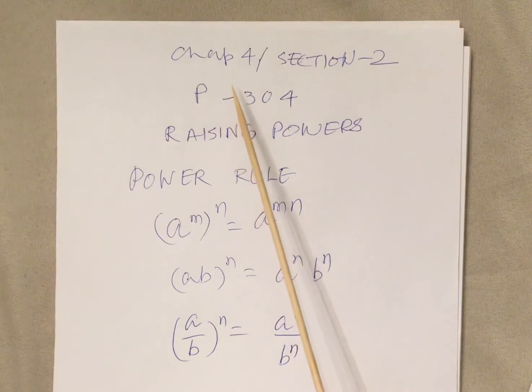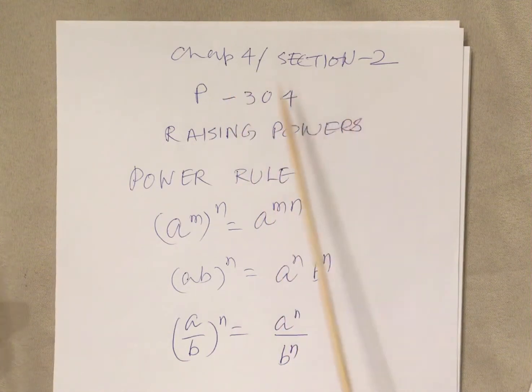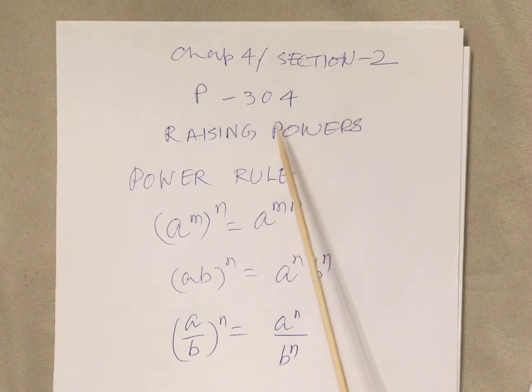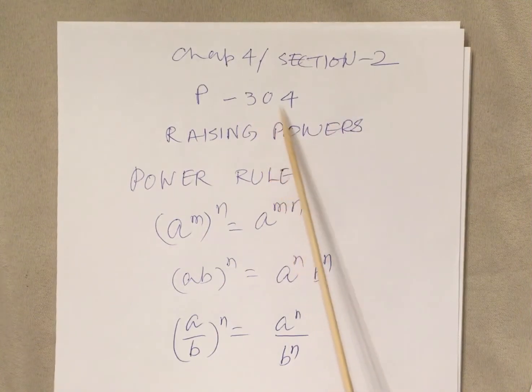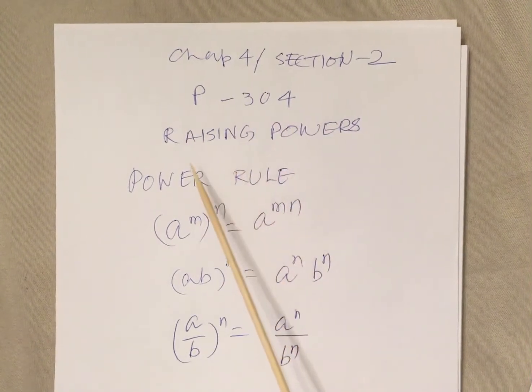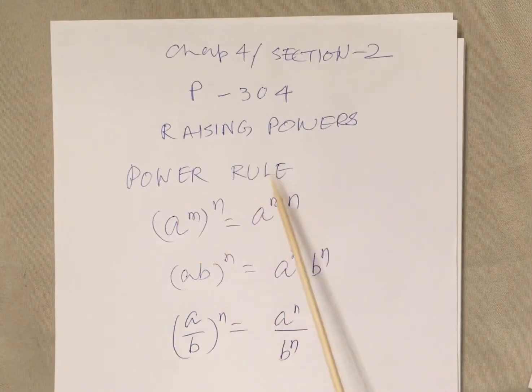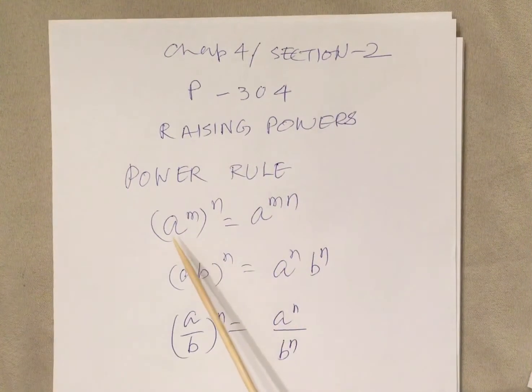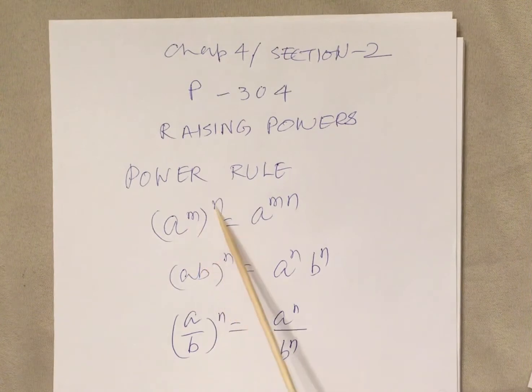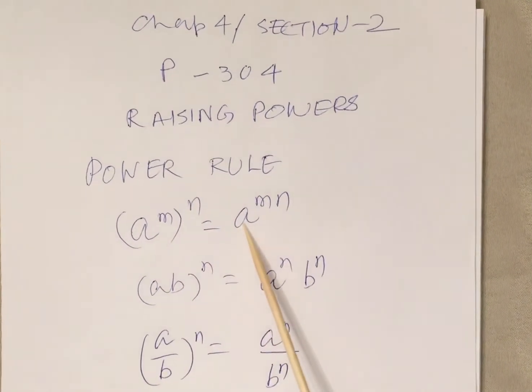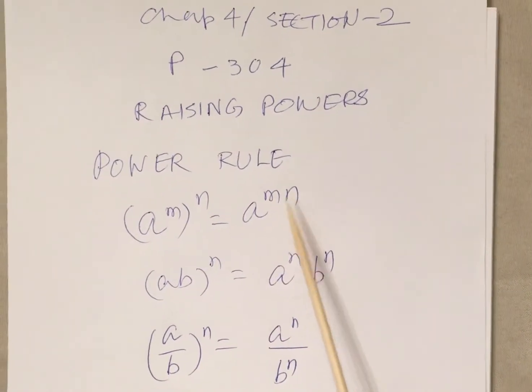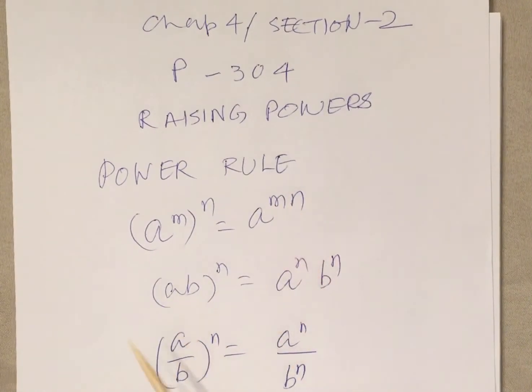Now we are on chapter 4, section 2, which is in your textbook, page 304. Raising powers, which is the power rule, like a to the power m in parentheses raised to n will be a to the power m times n. So we're multiplying the powers here.